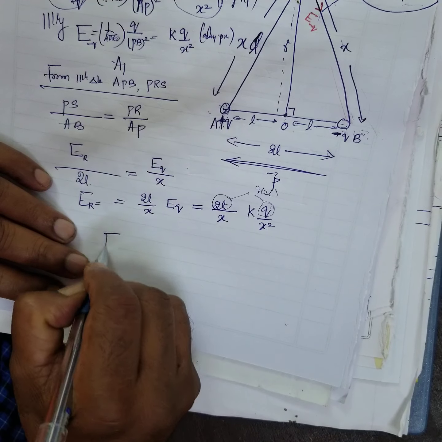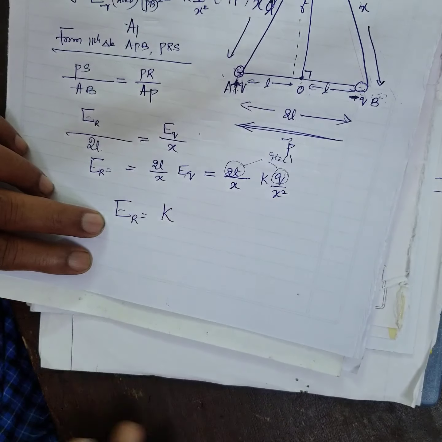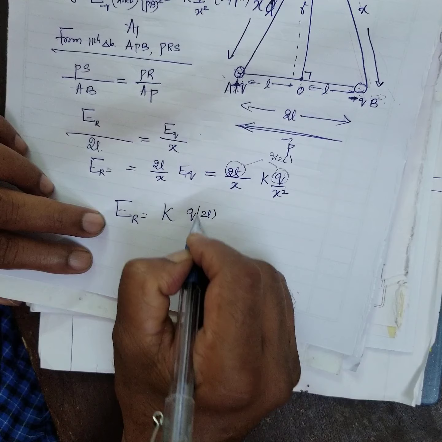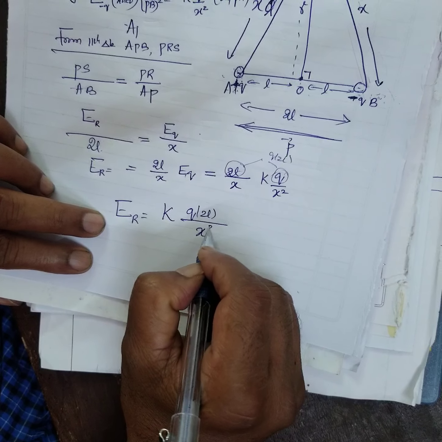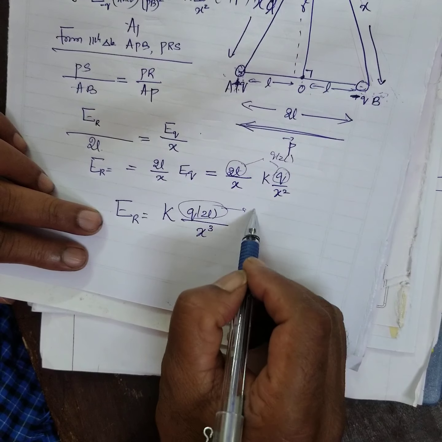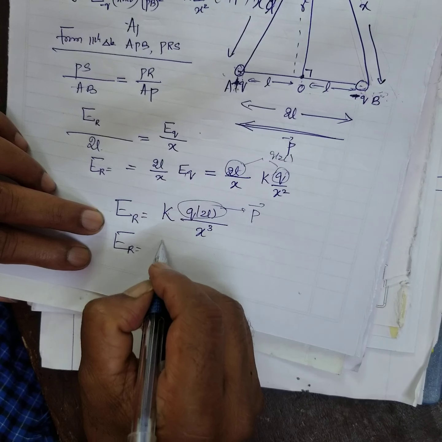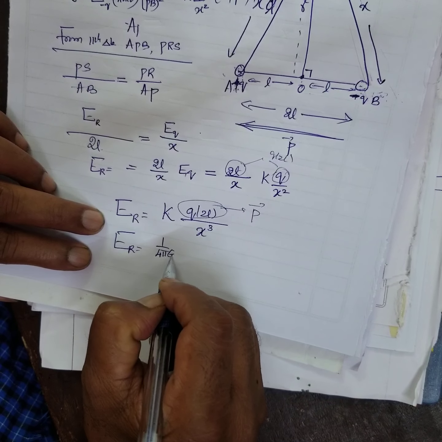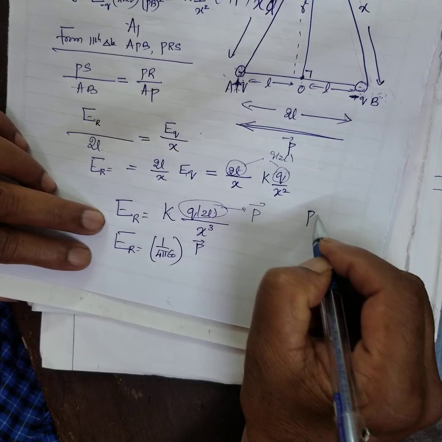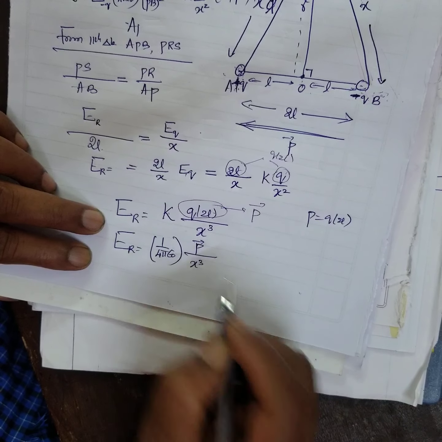Therefore, ER is equal to K times charge into 2L divided by x cube. Q into 2L is what? Dipole moment, correct? It's called dipole moment. Therefore, ER is equal to, K is equal to 1 by 4 pi epsilon naught, and Q into 2L is the dipole moment, that is P, charge into 2L, divided by x cube.